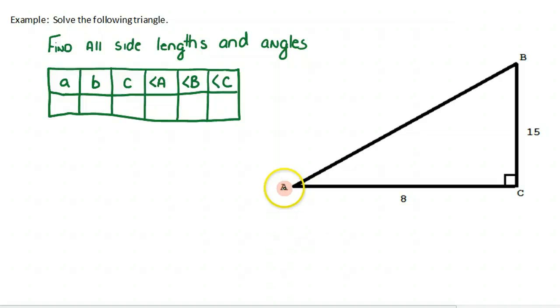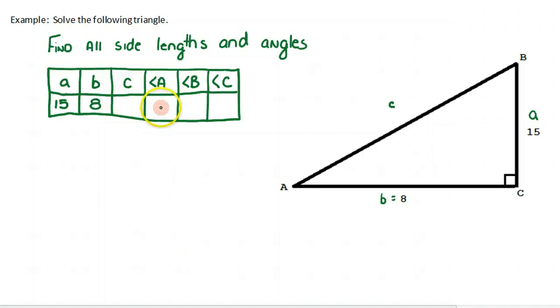So we follow the typical triangle naming convention. If this is angle A, this is side a. If this is angle B, this is side b. And if this is angle C, this is side c. And what we can see is already given to us is that a is 15 units, and we don't specify, so it could be any units. b is 8 units. We don't know what c is.